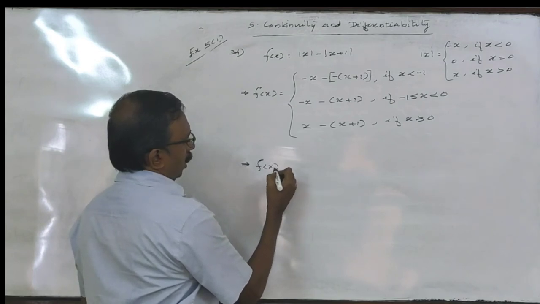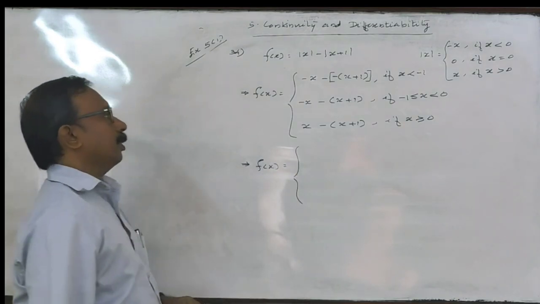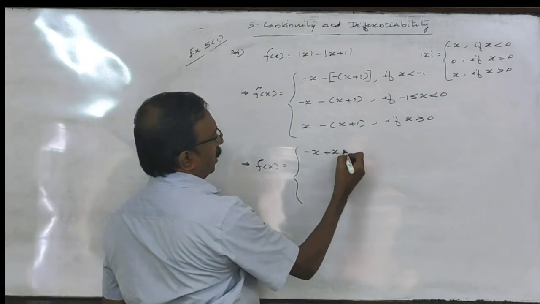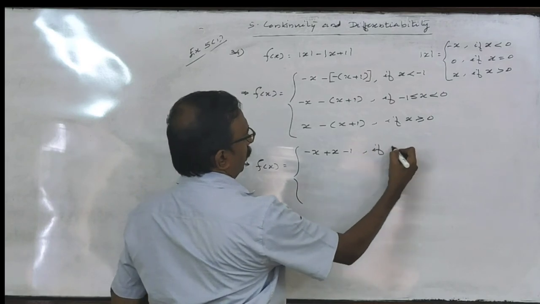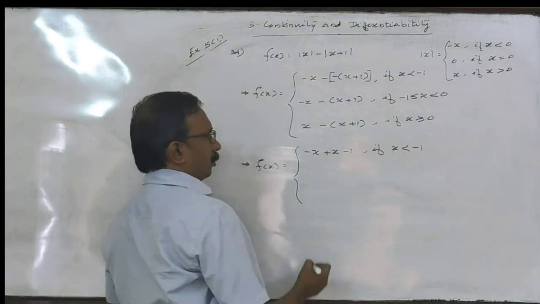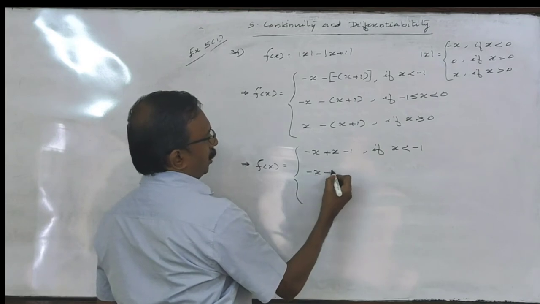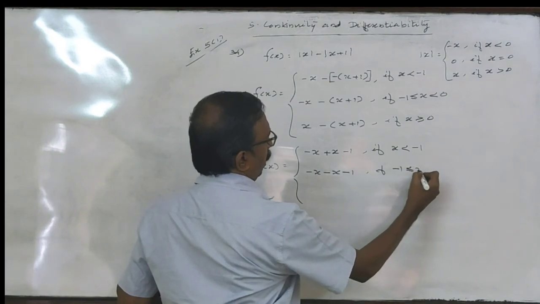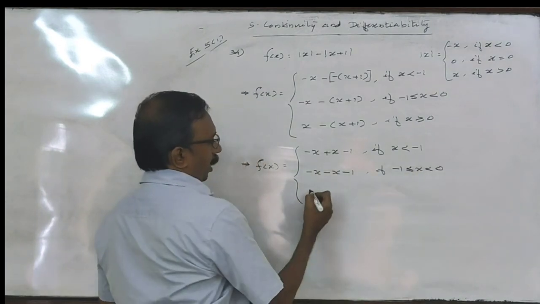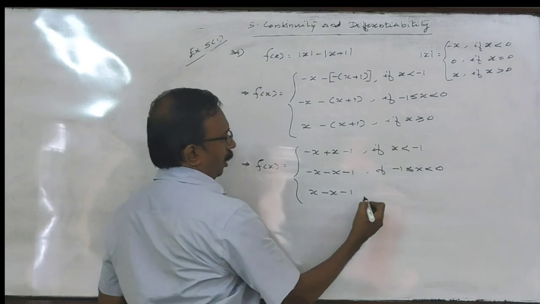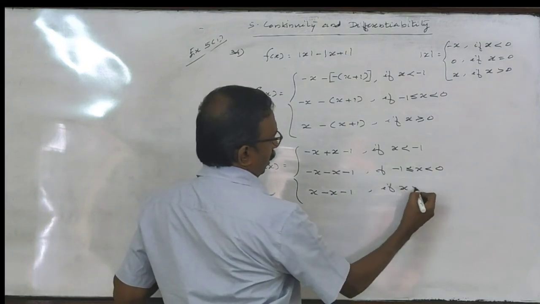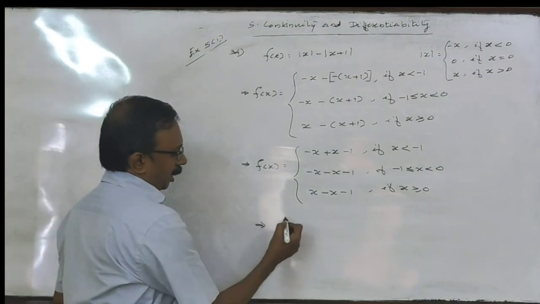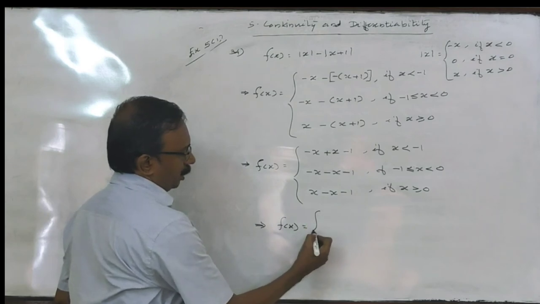Therefore, f of x is equal to minus x minus x minus 1 if x is less than minus 1, and minus x minus x minus 1 if minus 1 is less than or equal to x less than 0, and x minus 1 if x is greater than or equal to 0. And that is the final function.